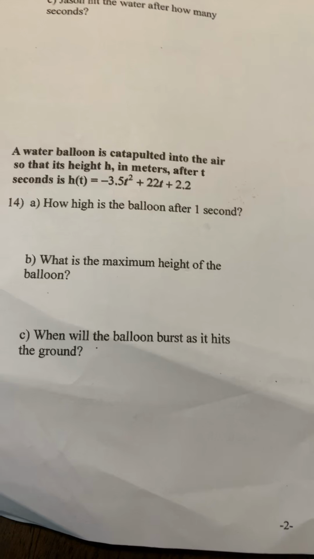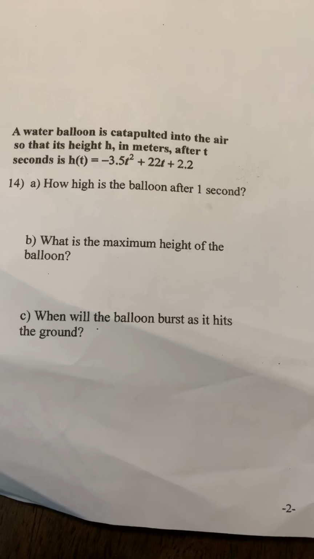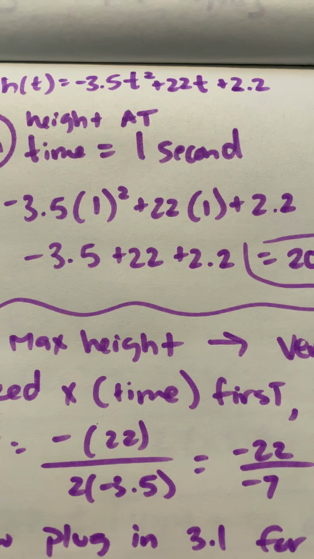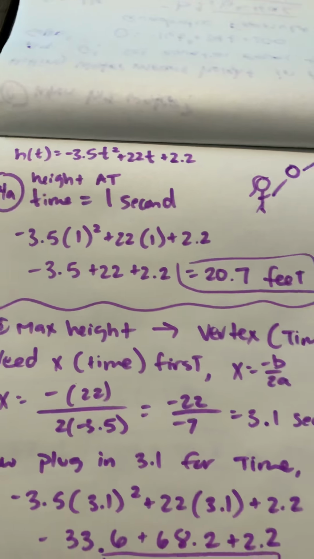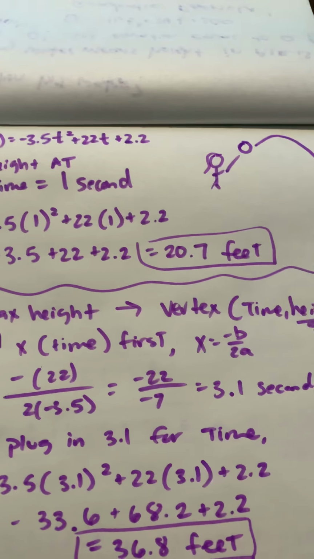Number 14 is talking about the water balloon, how it's catapulted into the air. So there's the equation. How high is the balloon after 1 second? That just means that if they gave you time, you just plug in 1 for time, 1 for t, and solve it. So that one's pretty straightforward. You should have got 20.7 feet.